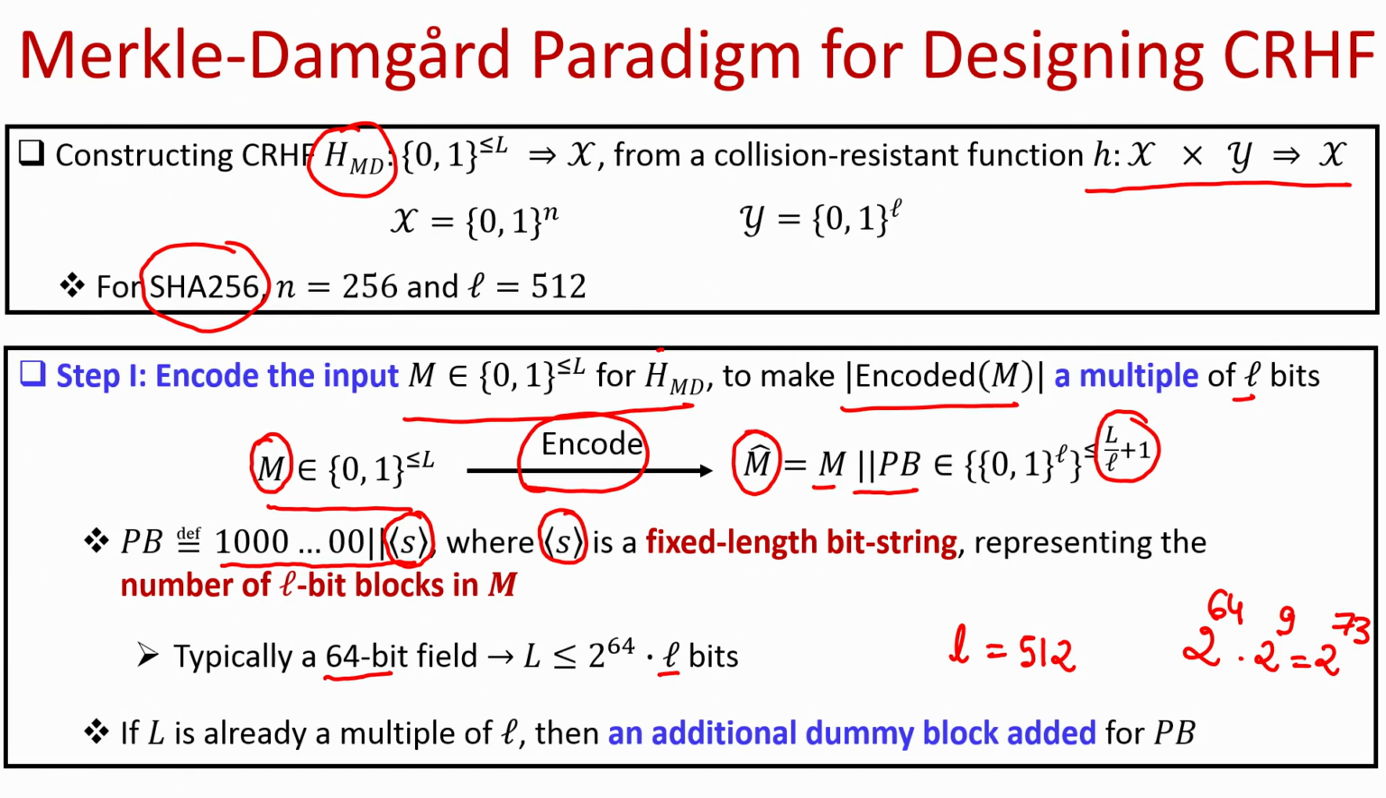So, if the message length is already a multiple of little l, then what we do is the padding, where the padding consists of a full dummy block starting with the representation 1, 0 zeros, and the binary representation of the number of blocks of little l bits which are already present in the message. That is why, irrespective of whether the message length is already a multiple of little l bits or not, we actually do the padding, and that is why this +1 is present in the number of blocks of little l bits in the encoded input, right.